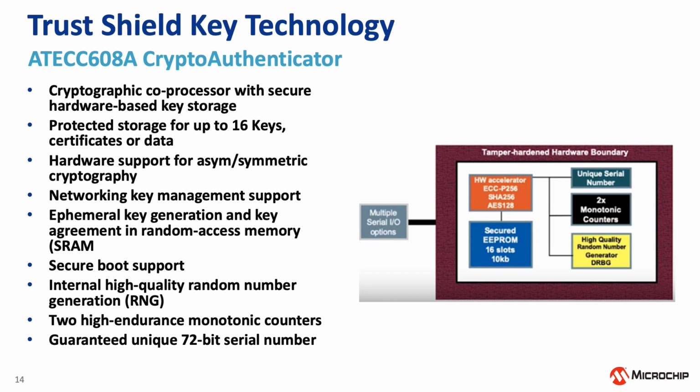Two monotonic counters are included in the 608A in case you need to limit the life cycle of a consumable product. And the 608A is very robust. A team of hackers worked for 3 months to get to its secrets, and they failed.